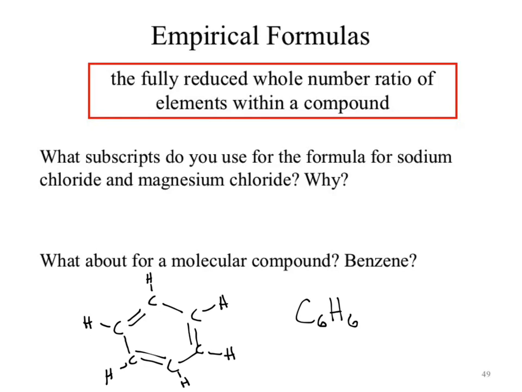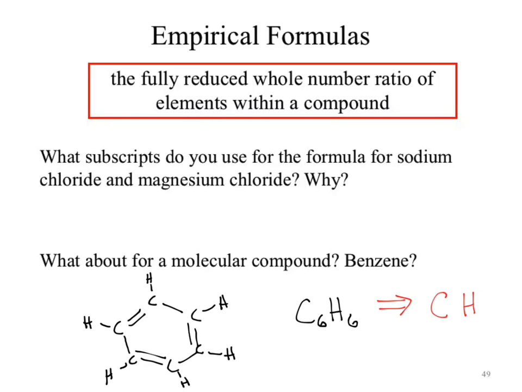But interesting, I keep hearing CH. What do you mean CH? I didn't ask for the empirical formula, I just asked for the formula. If we ask for the empirical formula, it becomes CH. Okay. Does that change my interpretation of the formula? If I look at the empirical formula for benzene, I see 1 carbon, 1 hydrogen.